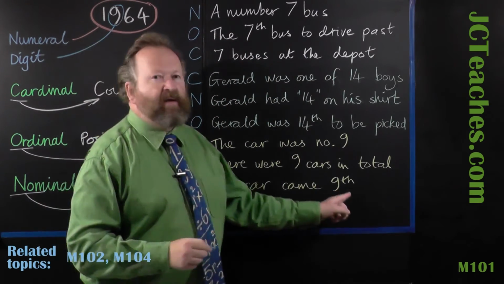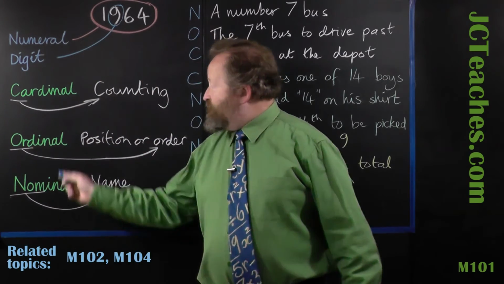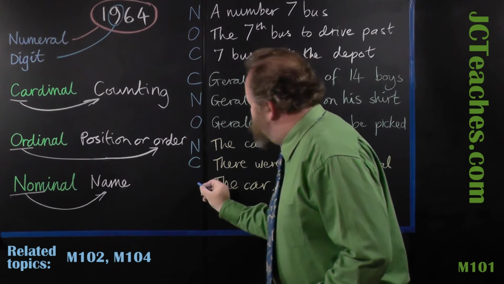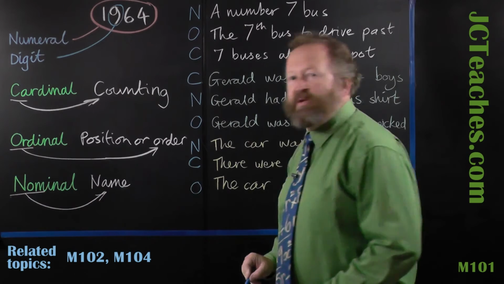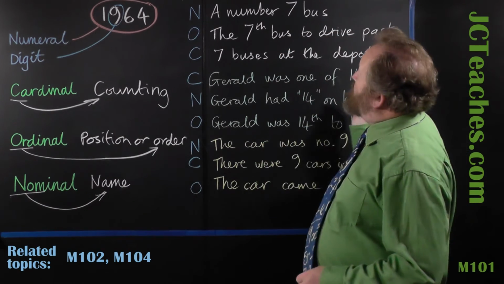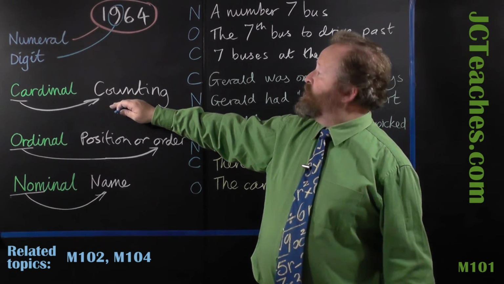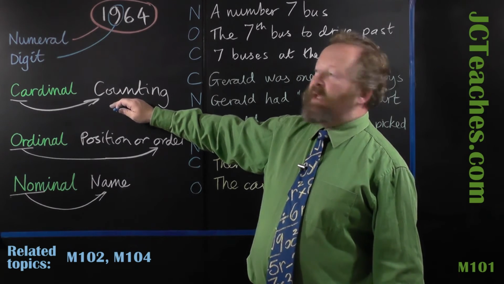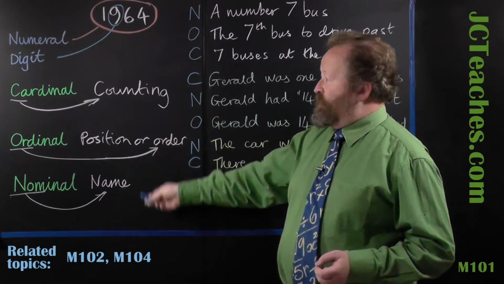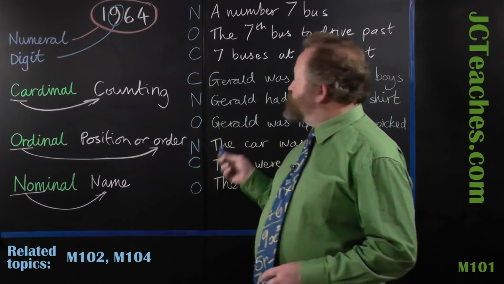Final one. The car came 9th in the race, in whatever it was. That's a position, an order for that particular car. Therefore, that is an ordinal number. A couple more things I just want to mention before we go on. These counting numbers have to be whole numbers, positive whole numbers. That's part of the definition. And these are generally going to be whole numbers as well. I mean, it doesn't make much sense otherwise. So these are positive whole numbers.